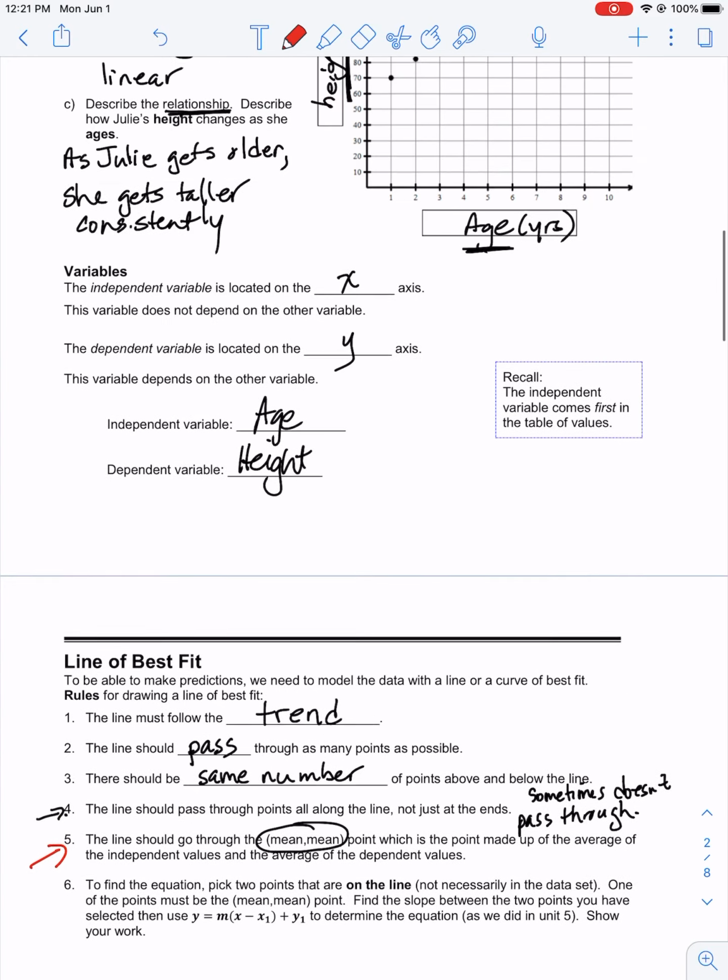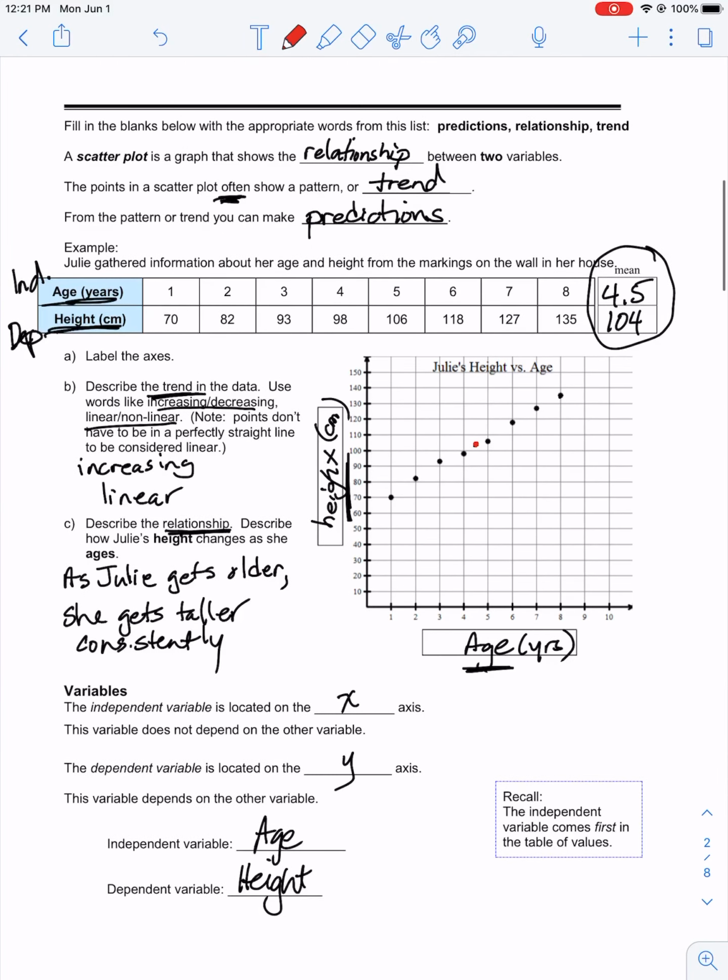Okay, now we're going to draw a line. It's going to follow the trend. It's going to go through as many points as it can, and that might be no points, except it will go through the red point. So I'm just going to draw a line here. Just a random line. Okay, that might be a good one. Your line might not be exactly the same as my line, and that's okay.